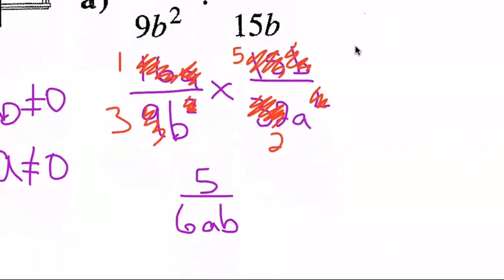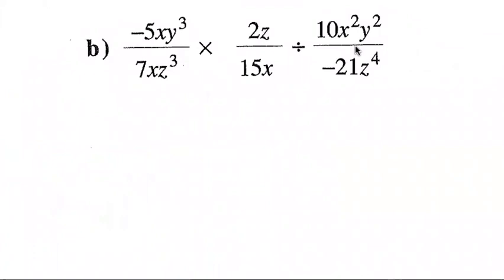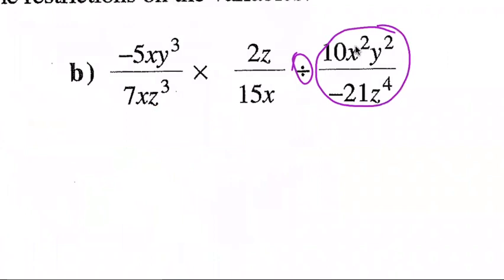5 over 6AB, our final answer. Let's look at question B. So again, we're going to multiply left or right. We see a division here, which means I need to flip this one. So I can do this division and flip and multiply right now, just to get it all set up so that it's all multiplication, and then I can start cross-reducing.